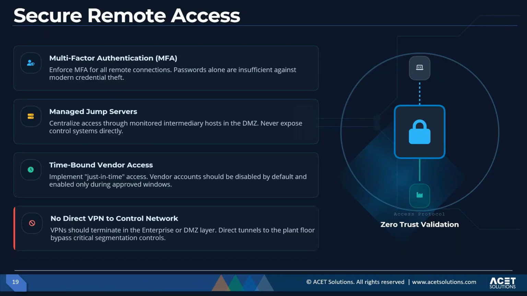VPNs should be terminated in the enterprise or DMZ layer only. Use network access control for on-site vendor machines, and geo and IP restrictions, device posture checks, and client attestation for the remote endpoints. File transfer hygiene: use a scan strategy area in the DMZ, and block USBs and mass storage in the control zone.